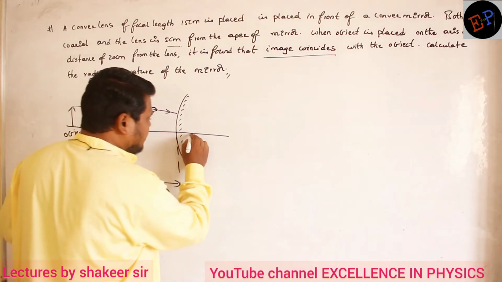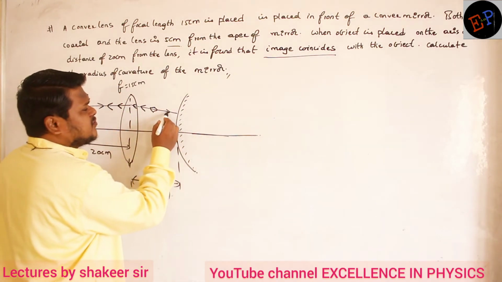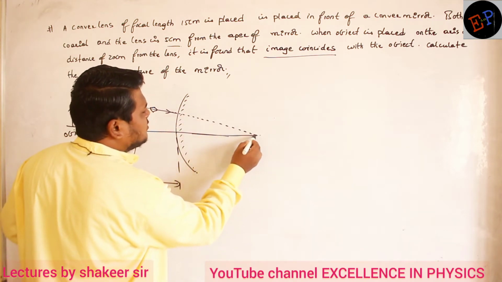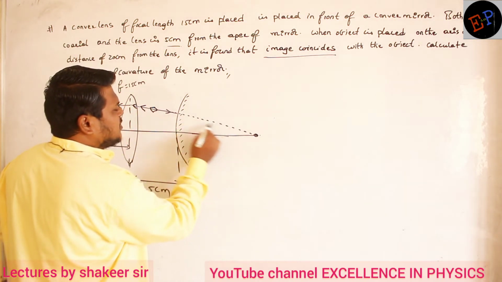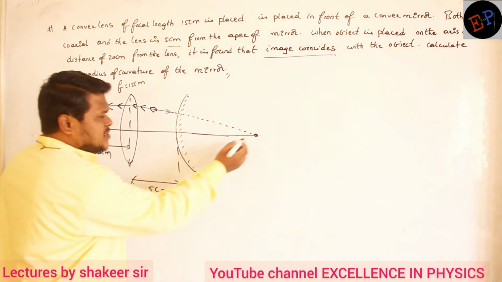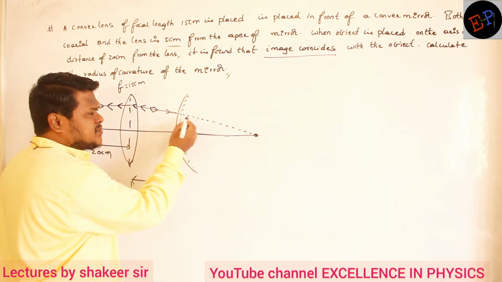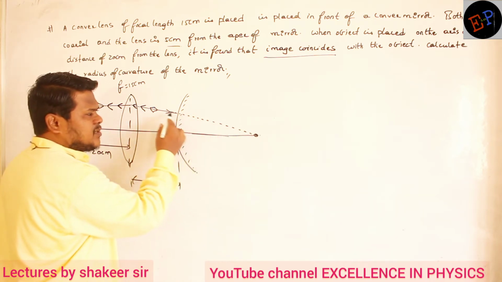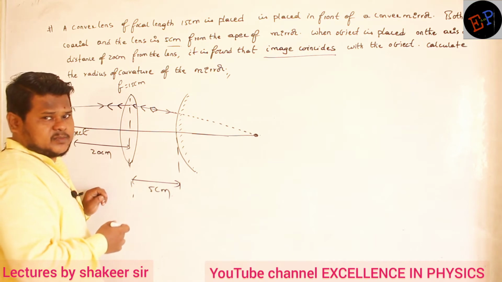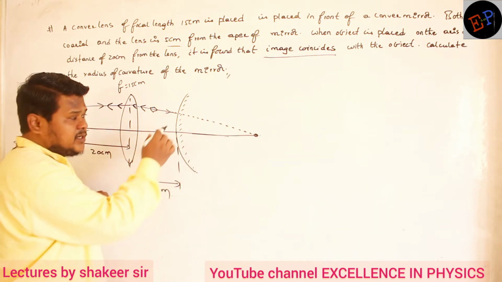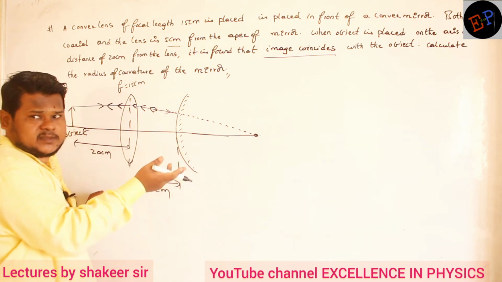The condition is that the light rays should fall on the center of curvature. Are you able to understand? Because if this line becomes the radius of curvature, then this light ray will become the normal also. If any light ray falls on the normal, what will happen? It will not deviate from its path. That's what we have studied.